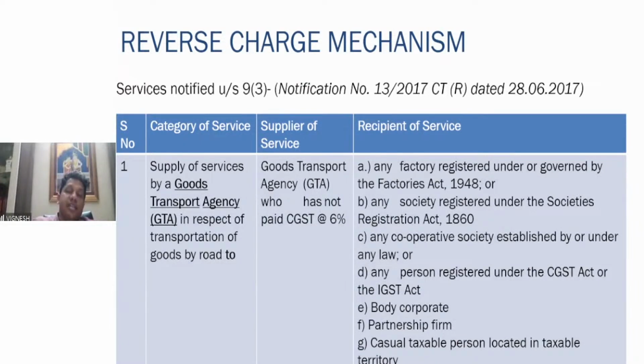So if the GTA provides the services of transportation of goods by road to all these recipients, what are the recipients which are given? Factory, society, cooperative society, any registered person, body corporate, partnership firm, casual taxable person.